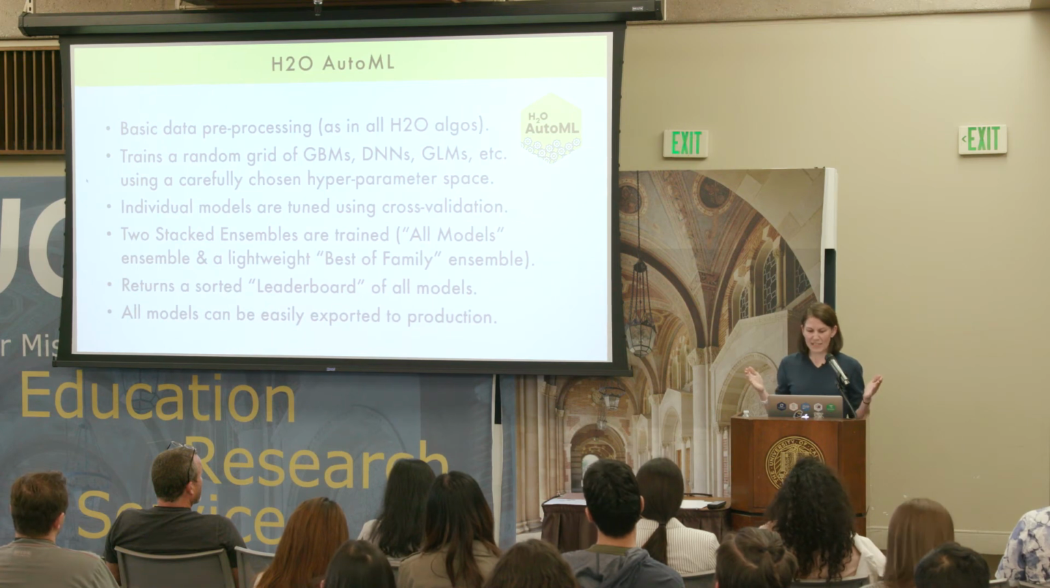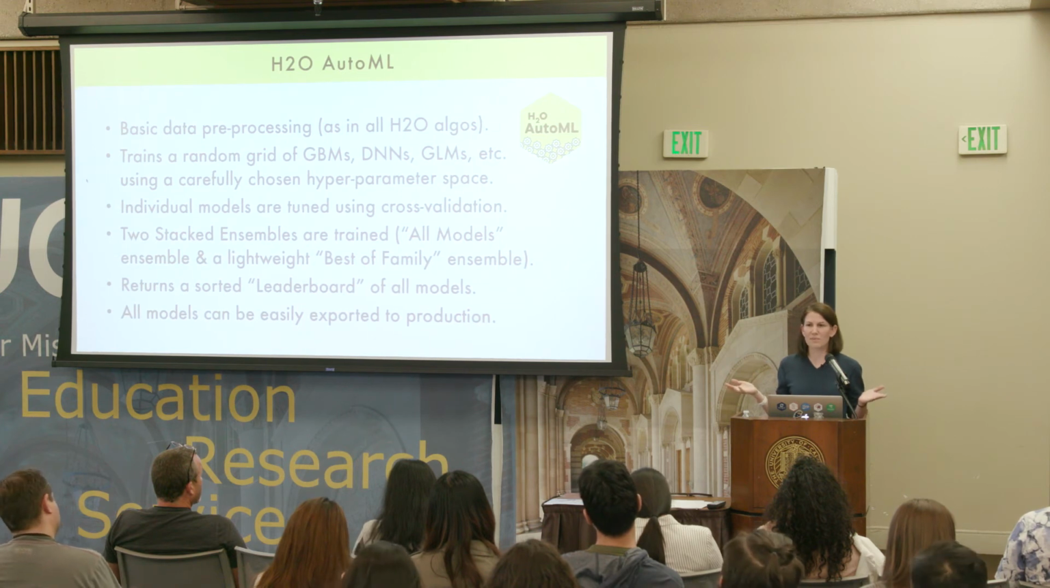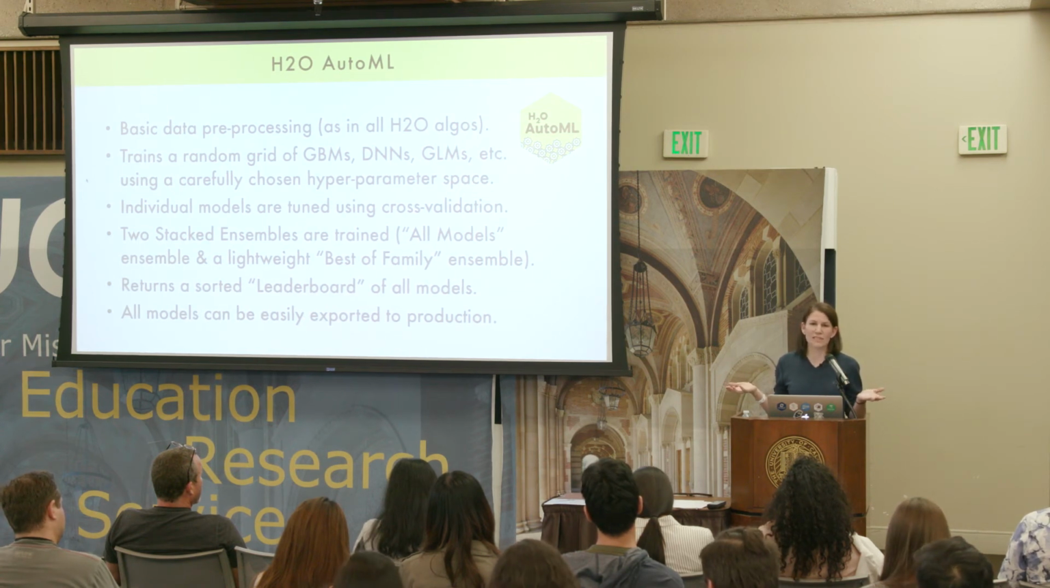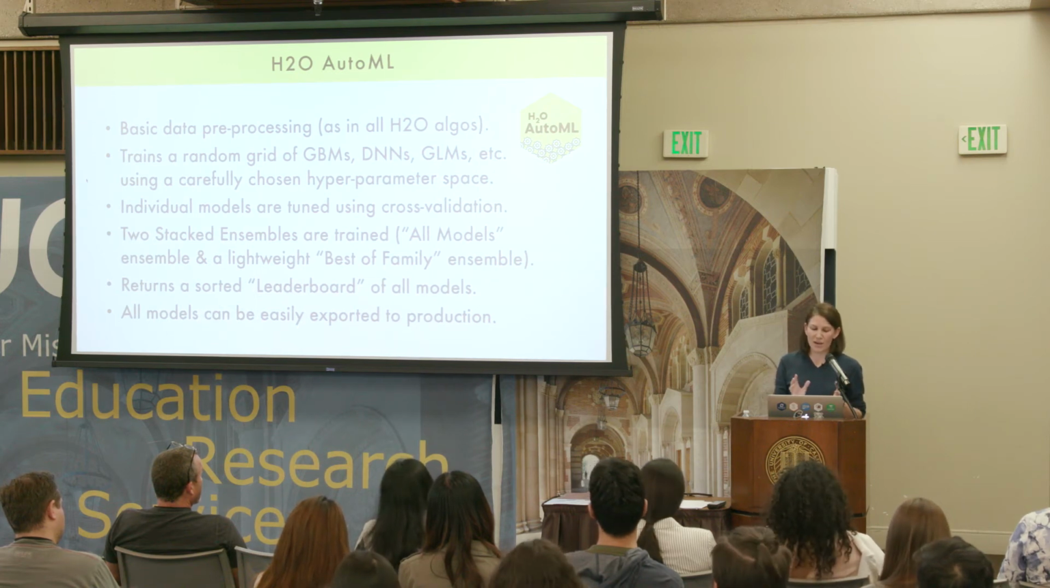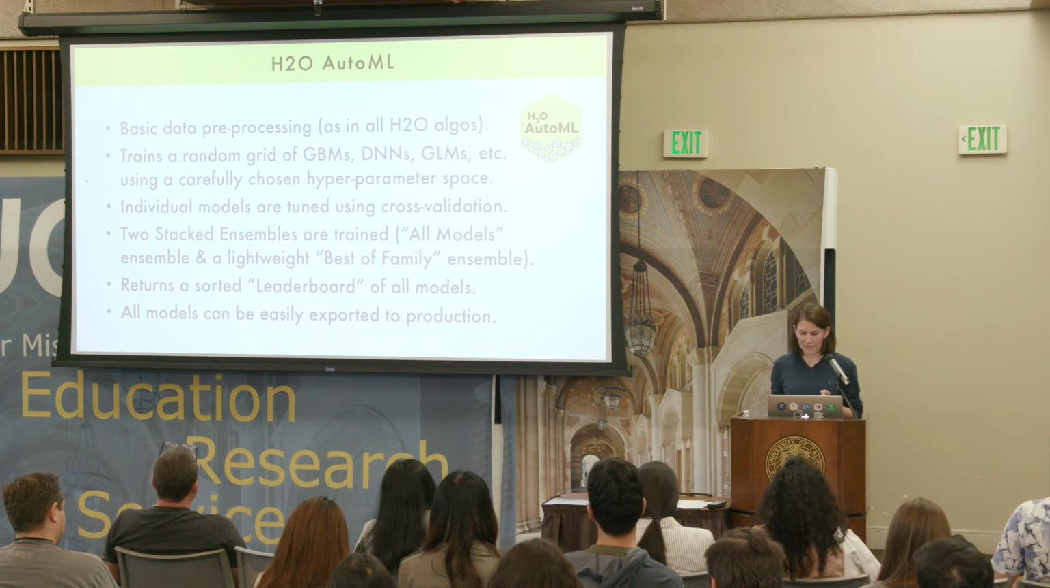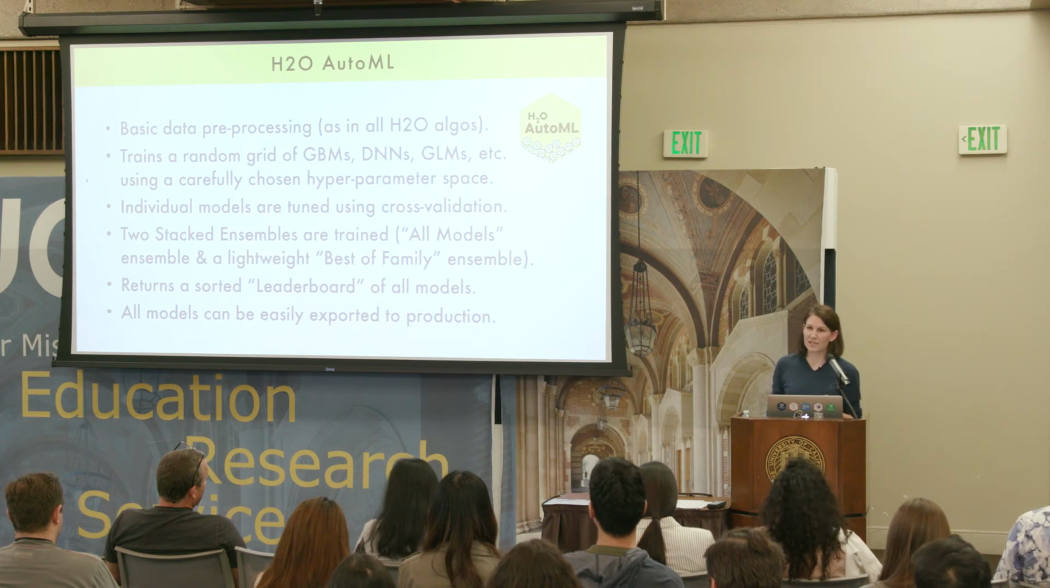At the end of that time period, it will train 2 stacked ensembles, one with all of the models, which is typically going to give you the best performance. But if you ran it for, let's say, 1,000 models, you might not want to put that model into production. It might be too complicated. So we have another, more lightweight ensemble, which just takes the best of each of the algorithms. It will take the best GBM, best DNN, etc., and make a little baby ensemble. And what you get back from the AutoML function is what we call the leaderboard, which is just a ranking of all the models based on cross-validated performance.